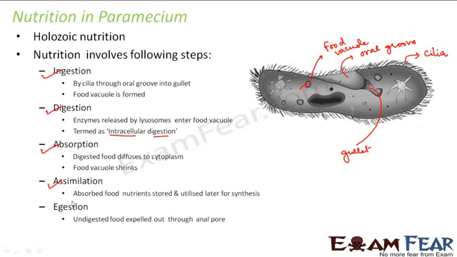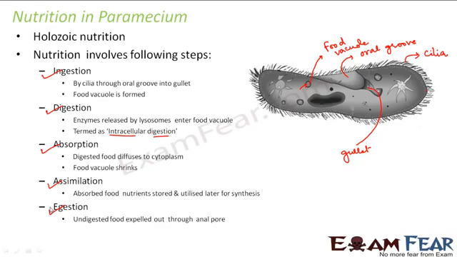The same thing here. Egestion: undigested food is expelled out through the anal pore. In case of a paramecium, we have an anal pore somewhere here. Through the anal pore, the undigested food is expelled out. Unlike amoeba, where the undigested food was expelled out from anywhere through the surface, here we have a specific anal pore. So some changes in paramecium are that here we have a specific location through which intake of food happens, that is the oral groove. Similarly, there is a specific location from where the waste products are excreted, that is the anal pore.